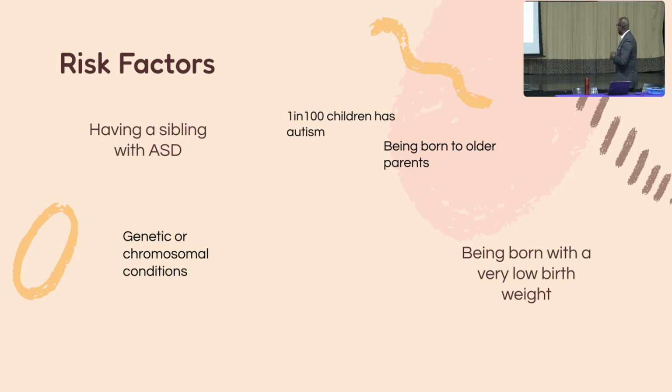So, genetic chromosome conditions, being born of an older parent, 1 in 100. When I did my research for my dissertation back in 2004, it was 1 in 500. In 2004, 1 in 500. Now it's 1 in 100. Why? Are more kids autistic? It's more awareness.